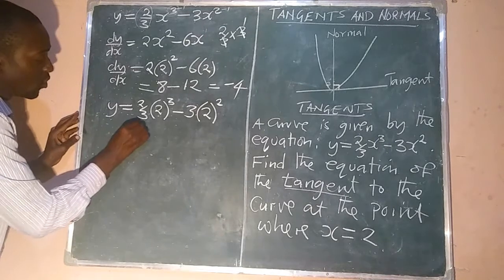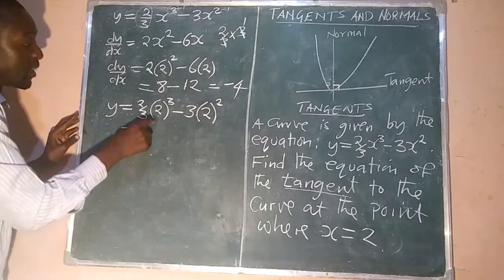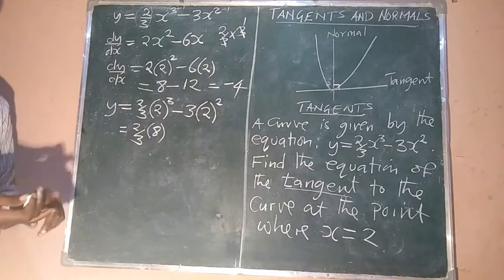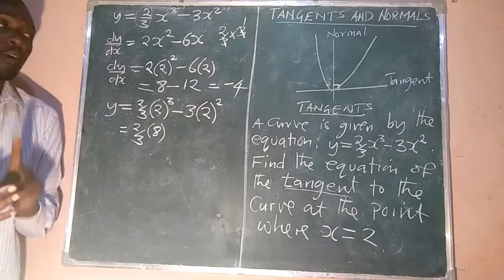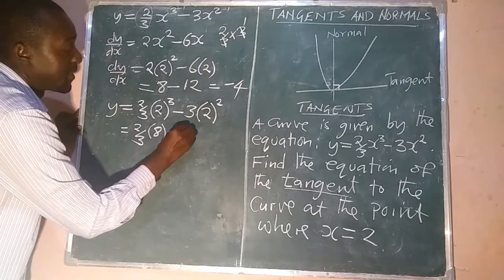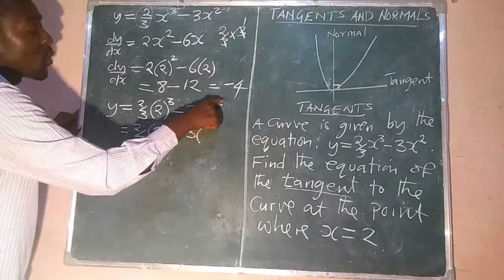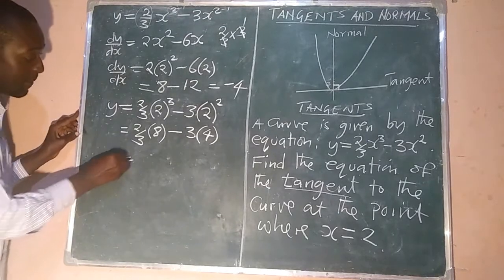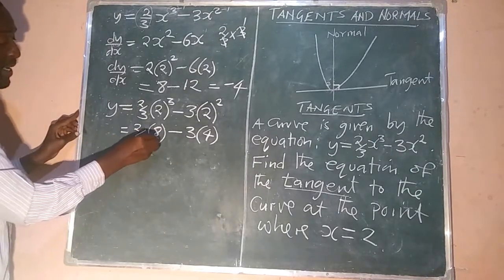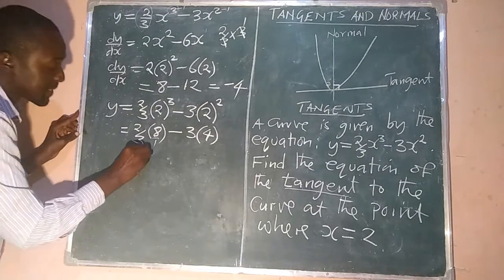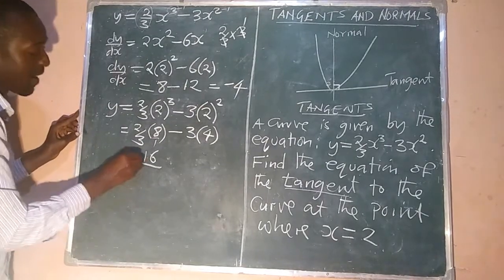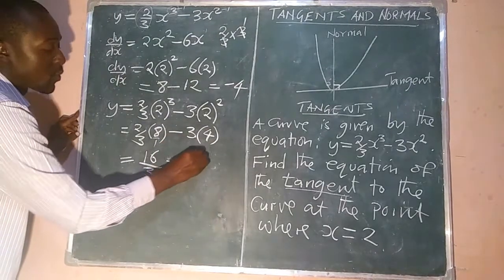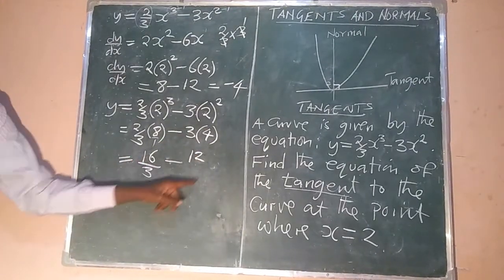We are going to have 2 over 3. 2 to the power 3 is 2 times 2 times 2, which gives you 8. Minus 3 times 2 squared, which is 4. And then we multiply here. 2 times 8, remember this 8 is 8 over 1, is 16, over 3 times 1, which is 3. Minus 3 times 4, which is 12. So we are going to evaluate this.